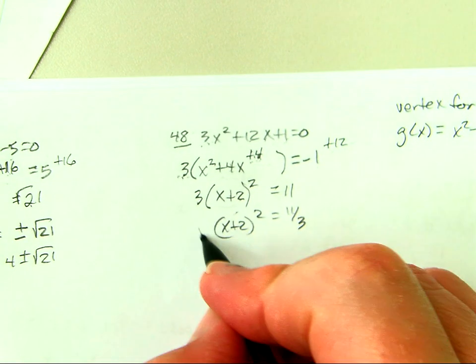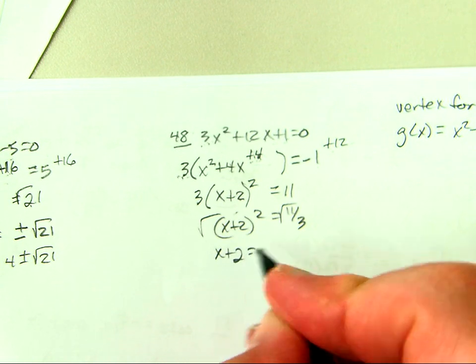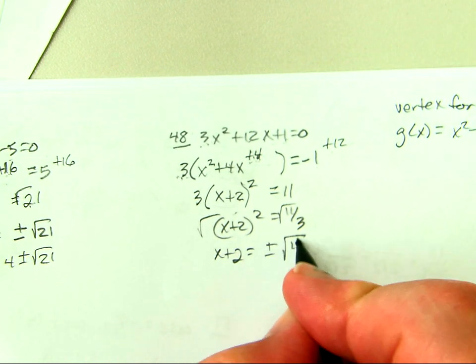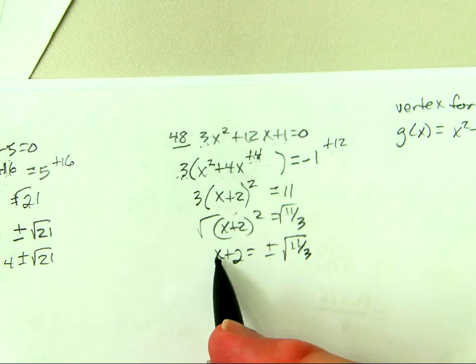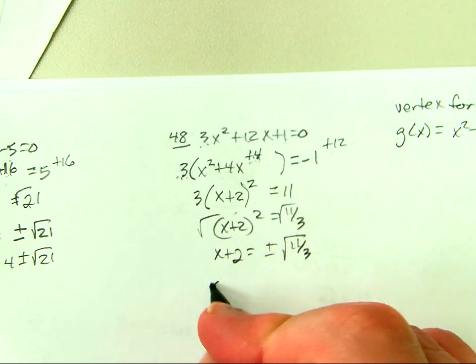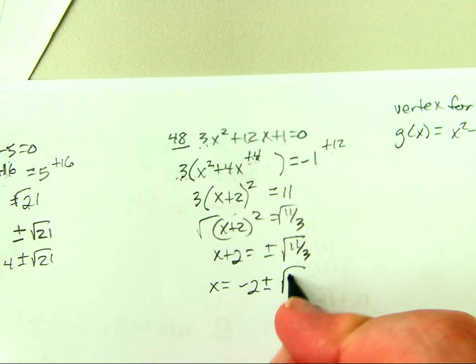Then we square root both sides. So we get x plus 2 equals plus or minus the square root of 11 thirds. Now we want to get x by itself. So we subtract 2, so x equals negative 2 plus or minus the square root of 11 thirds.